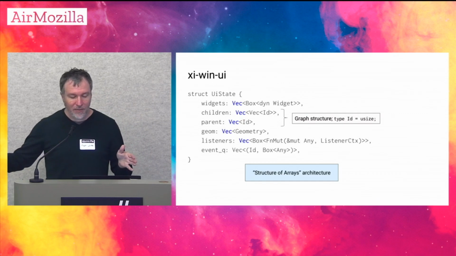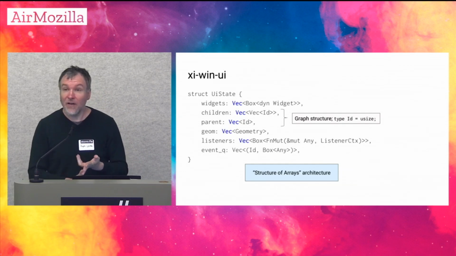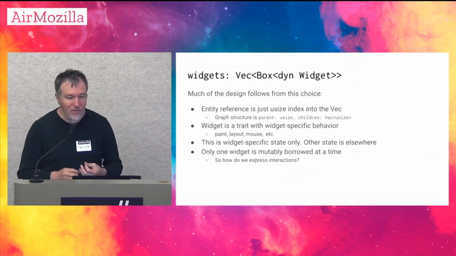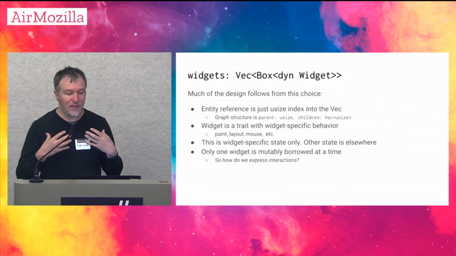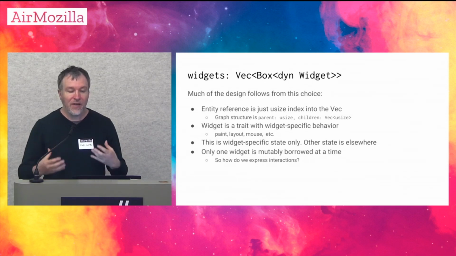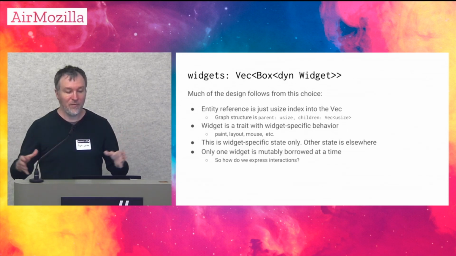Then I also have other state per widget. I have geometry, which is pretty much just the location and size of the widget. And then I have these listeners, which I will be talking about in considerably more detail later. This decision to represent the core widget state in this vec of box of dyn widget is the central architectural decision that everything flows from. The rest of the design really flows from that choice.